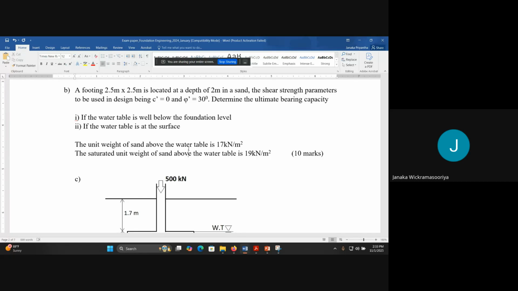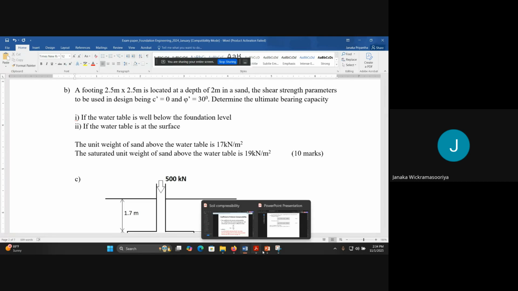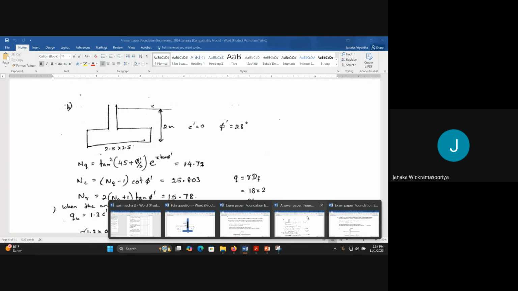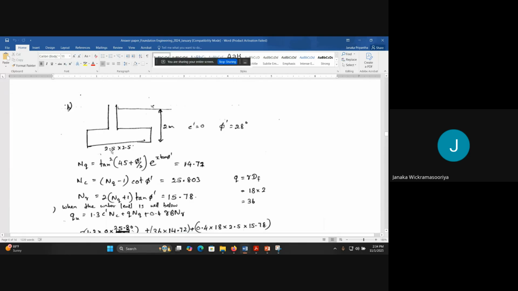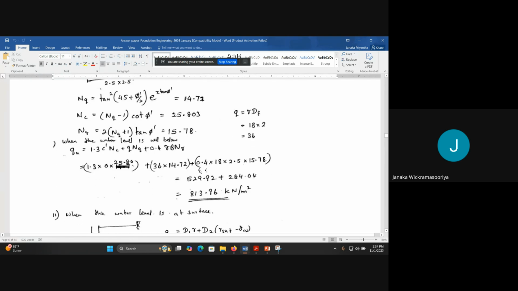Let me show you the answer to part B. Is the answer yes, and 2.5, 2.5. You can determine the NC, NQ, and gamma values, and when the water level is well below, you can just use this equation. Check whether you got the NC, NQ, and gamma values correctly, and you can directly use the equation and take the ultimate bearing capacity as this value.